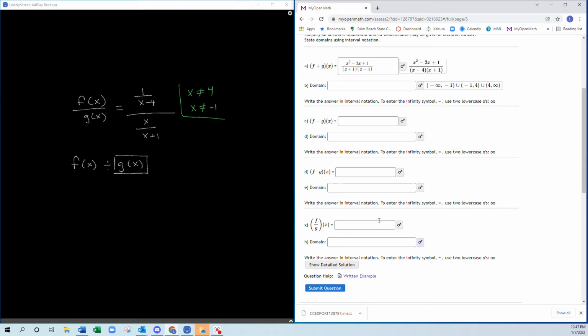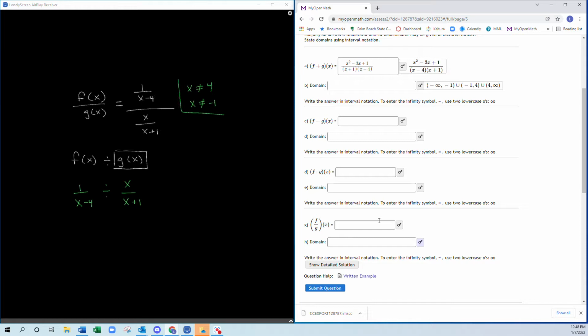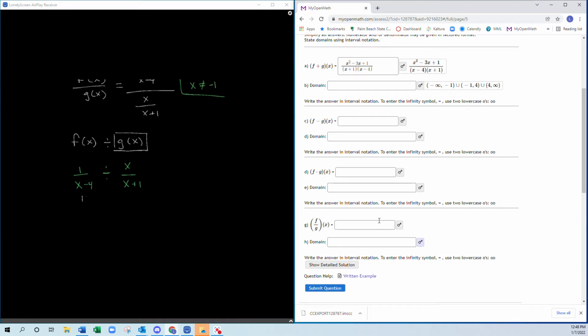F of x, 1 over x minus 4 divided by x over x plus 1. I think you'll like it a little bit this way. Remember, when we divide fractions, we keep this, we change the sign, and then we flip. So this turns into 1 over x minus 4 times x plus 1 over x.